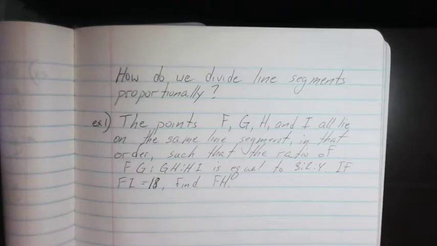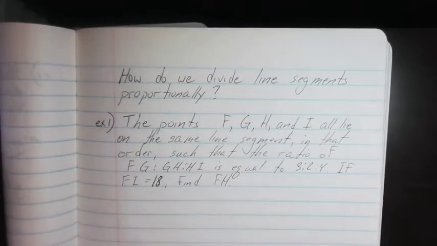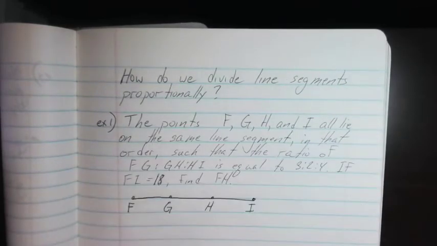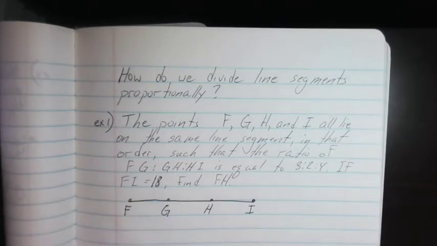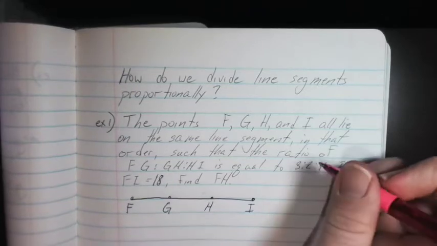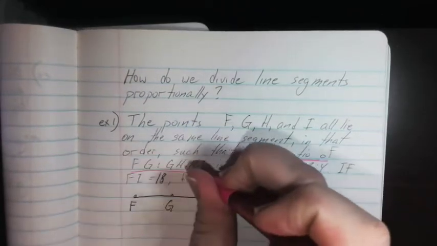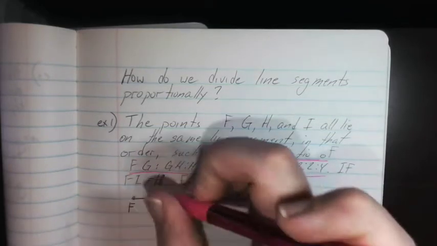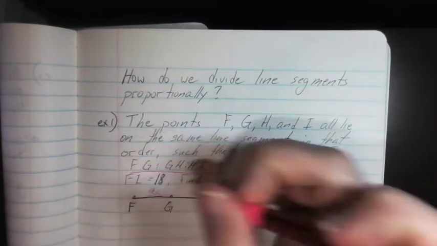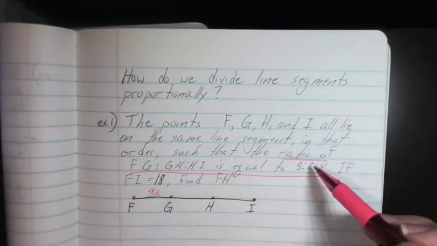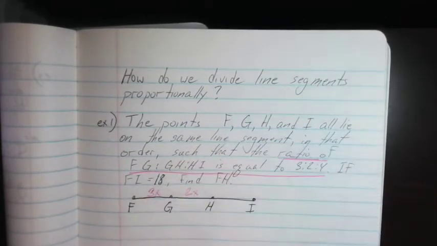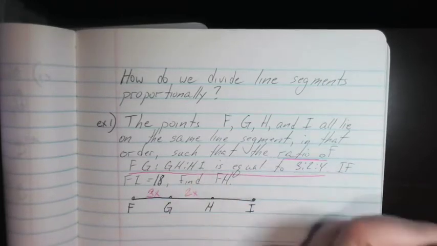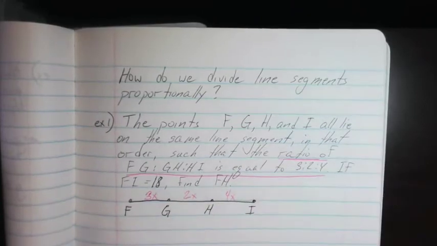Cool. So we're told they're all on the same line segment. Let's draw it out. All right, now let's label it. We know that we have this ratio. Okay, so from F to G is 3, it's 3 times some number x. From G to H is 2, and it's 2 times some number x. And then from H to I is 4, so it's 4 times some number x.